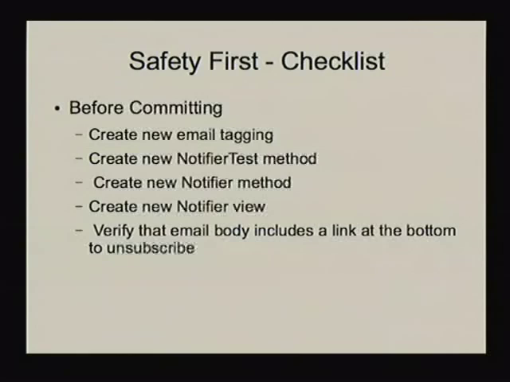Basically, notifier test. The model was called notifier, so you write a test case for it. Then you go into the model and add a new method that sets up the subject and who the email's to and that kind of thing. Then you create your template for your view. One of the things that's really important is to verify that the email body includes a link to an unsubscribe. Most likely the FBI isn't going to catch you if you send out an email without an unsubscribe, but if they do, it's like 10 grand a piece. So you really don't want to have that happen.